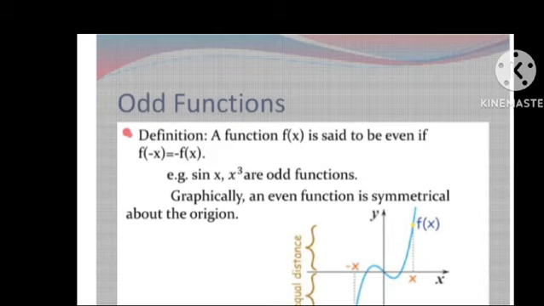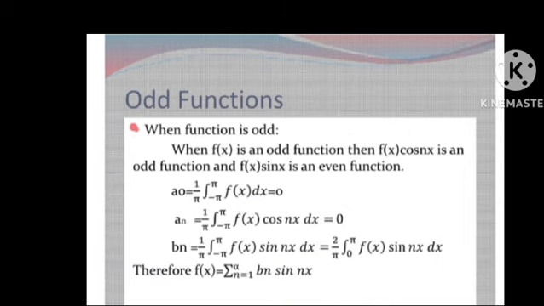Odd function. Definition. A function f of x is said to be an odd function if f of minus x is equal to minus f of x. Example, sin x, x cube are odd functions, and x to the power of 3, 5, 7, 9, these all are taken as odd functions. Graphically, an odd function is symmetrical about the origin. In this graph, we can see how an odd function is plotted across the x-axis and y-axis.